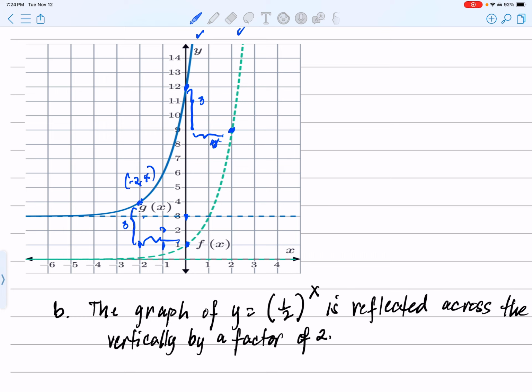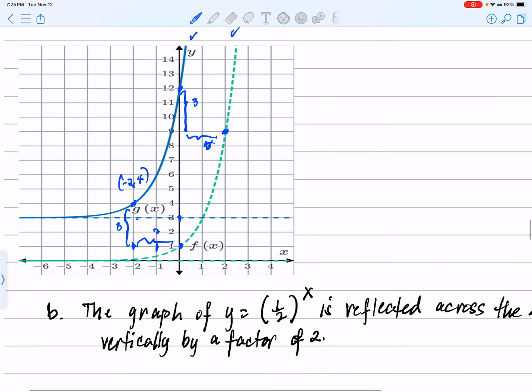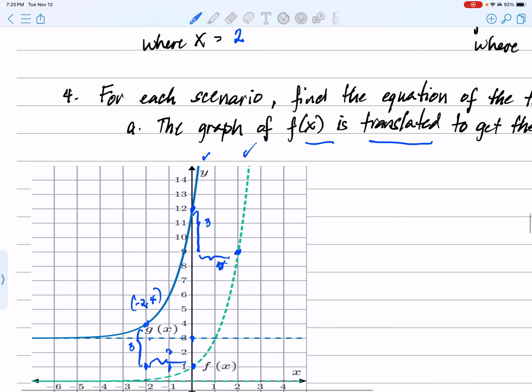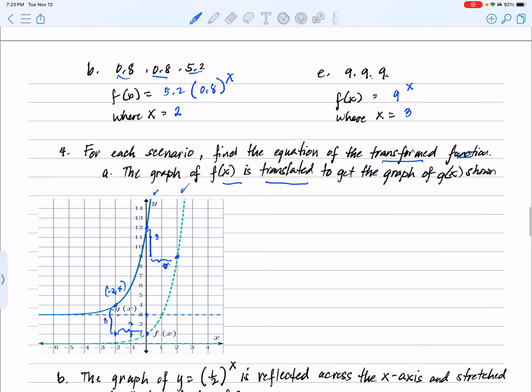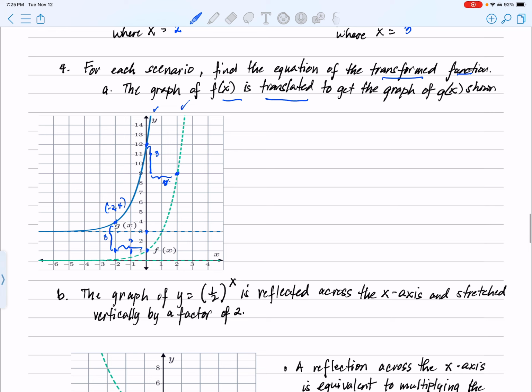Since the graph has only been translated, the base of both exponential functions will be the same. We can determine the base by finding the ratio of the consecutive outputs of the parent function and finding the ratio of differences of consecutive outputs of the transform. Okay, let's look at how we are going to do that. So I'm gonna write here.